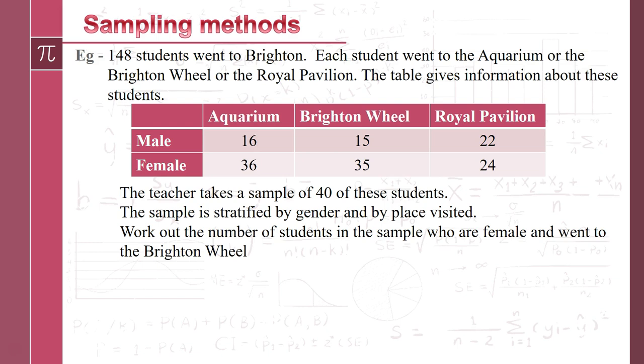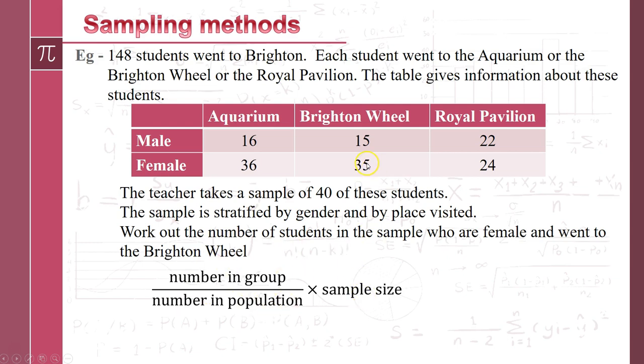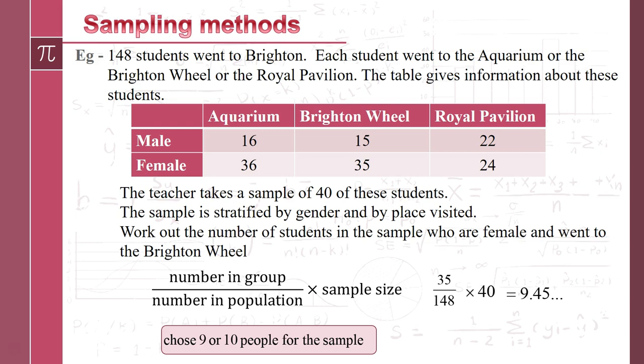So what we're going to do is we'll work out a number of students in the sample who are female and went to the Brighton wheel. So female and went to the Brighton wheel. So there's our formula. So female and Brighton wheel, there's the 35 out of the 148 went to that location and were female. So we want 35 out of the 148. So that's the proportion of students that we're interested in from that group. And then simply I've got to times that by 40. And so what I'm going to do is choose, let's say 9.45, but I'm not going to choose 0.45 of a student, so it's going to be either 9 or 10 people to go into that sample.